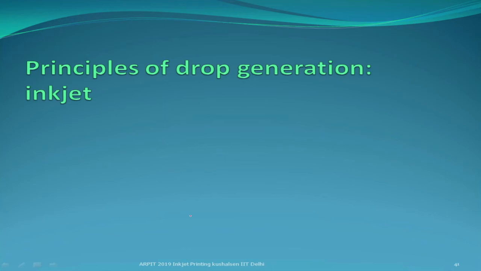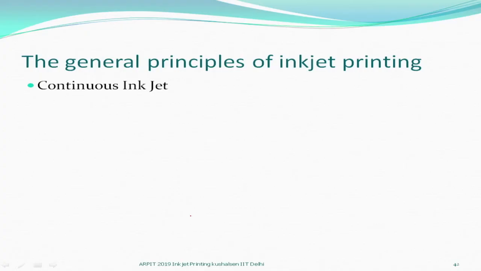Before we go to the print head and machines, let us look at the principles of drop generation in inkjet printing systems. So, basically there are two types of principles that are used in the design of the print head. One is called the continuous inkjet process, where the jet of ink or the droplets of ink are continuously being jetted out from the head.